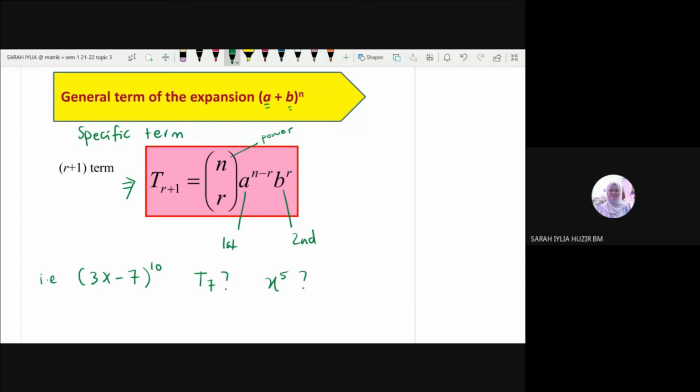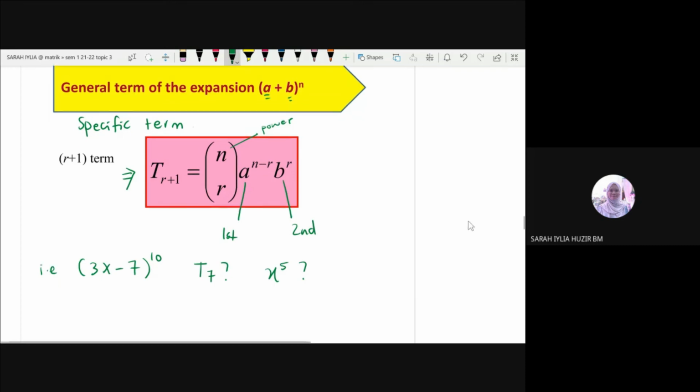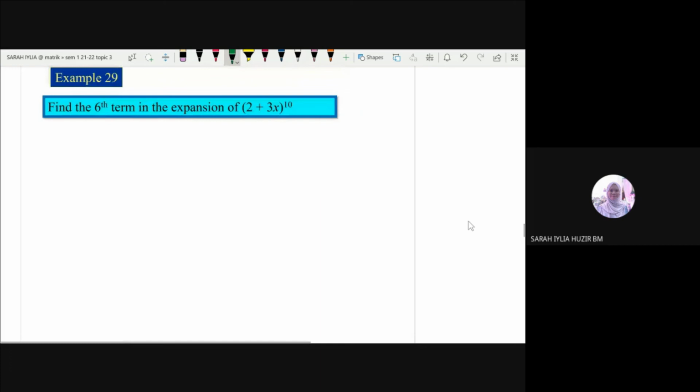Kita practice jawab soalan. Okay. Example 29. Find the sixth term in the expansion 2 plus 3x to the power of 10. Ini yang saya cakap tadi. Dia nampak minta satu term je. Term ke-6. So, membazir masa lah kalau kita pergi buka binomial, guna binomial theorem, cari sampai term ke-6. Membazir masa, kita kena guna TR plus 1.